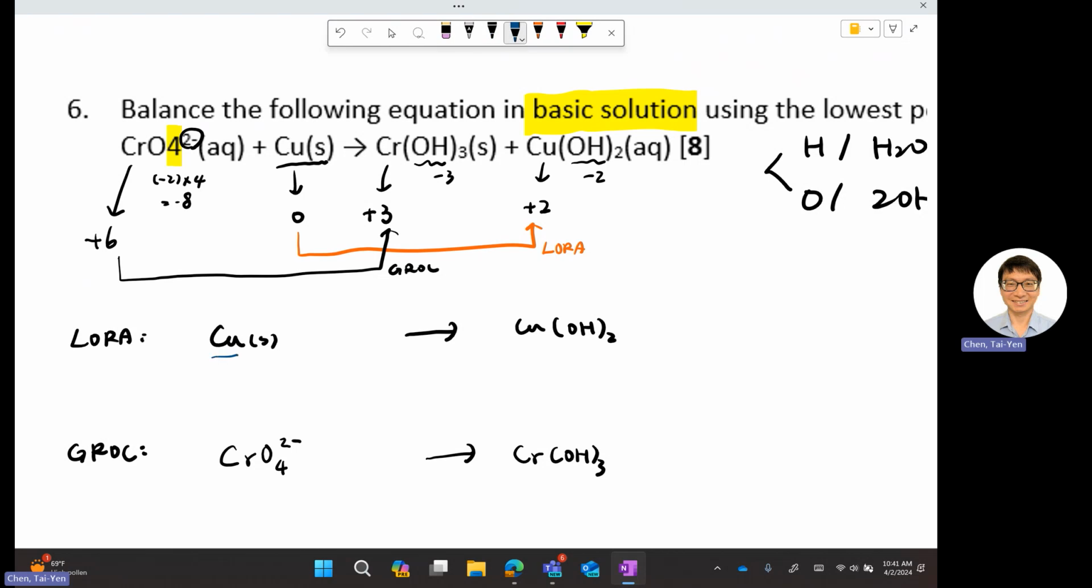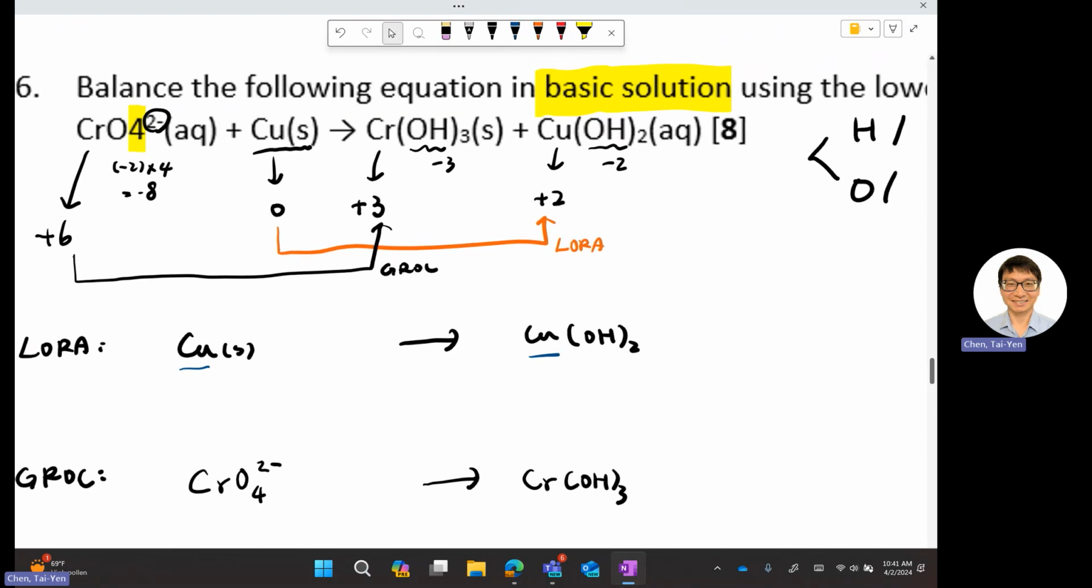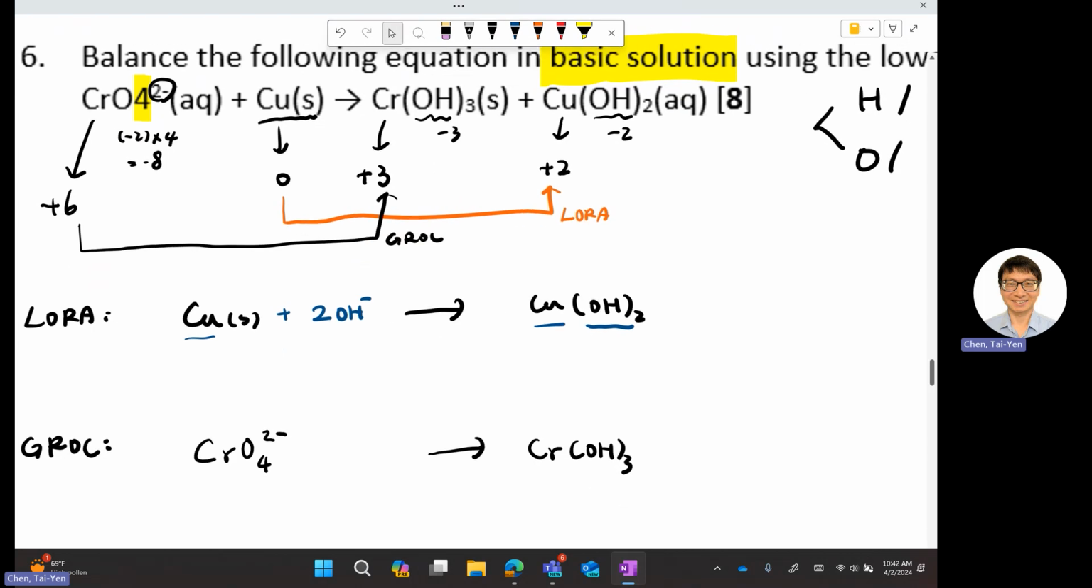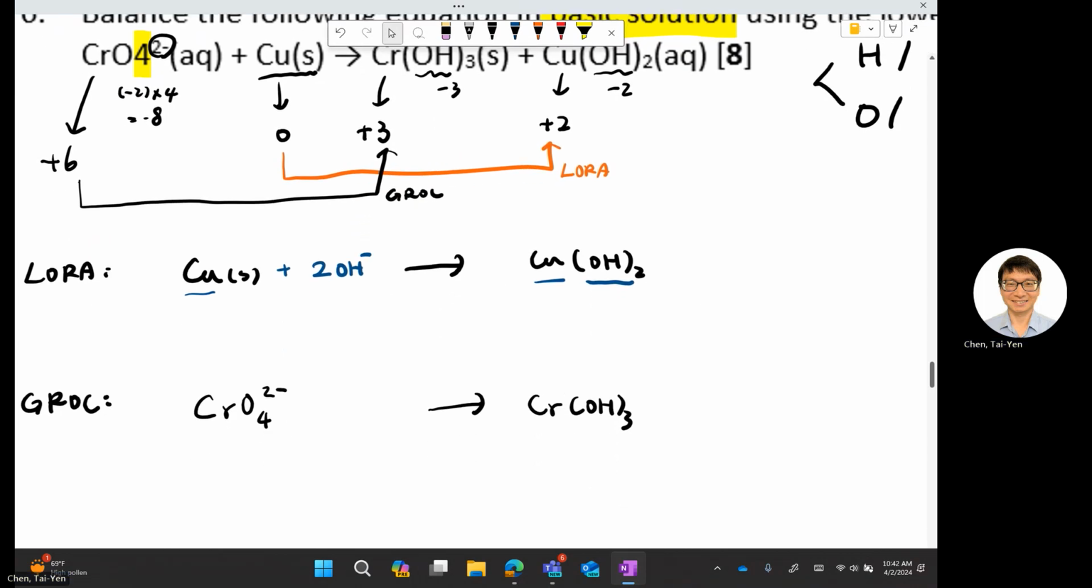So look at your target atoms. 1 copper on the left-hand side, 1 copper on the right-hand side, so copper by itself is balanced. Then you look at the things that are extra, which is the OH. The right-hand side has 2 OH, therefore all we do is add 2 OH minus on the left-hand side to balance your OH. So up to this point, it is already balanced, right?